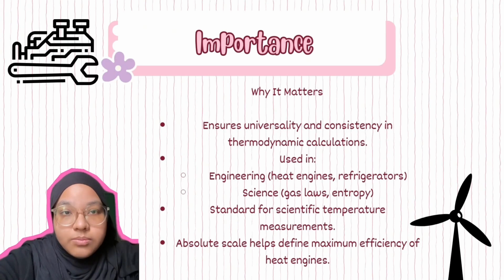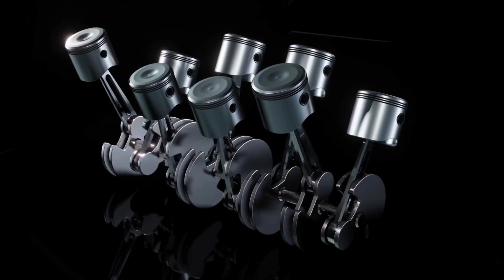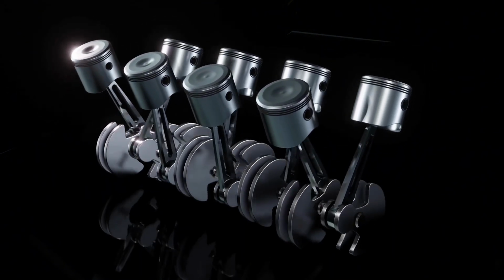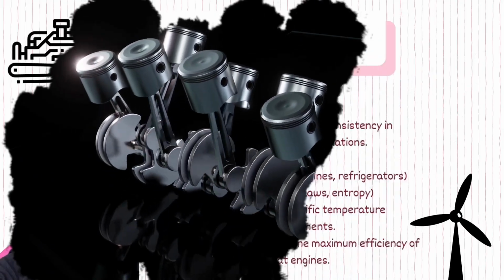To summarize, the thermodynamic temperature scale gives us a reliable way to measure temperature based on physical law, not materials. The Kelvin scale is essential because it provides a universal, consistent method to study energy and enthalpy. It helps define the maximum efficiency of heat engines, and it's widely used in science and engineering for accurate thermal analysis. Understanding this concept not only helps us solve physics problems, but also connects to real-world applications in power plants, refrigerators, and even climate science.